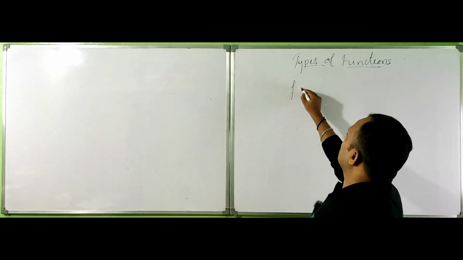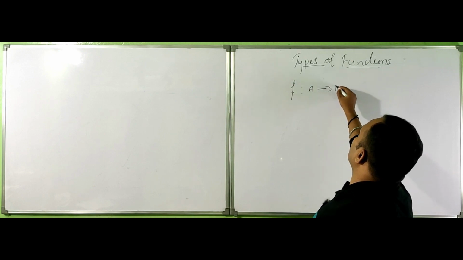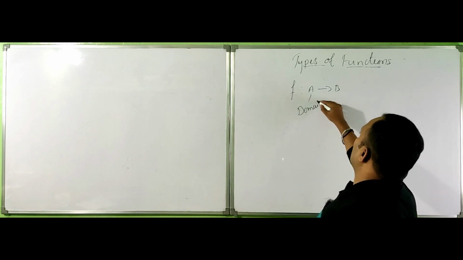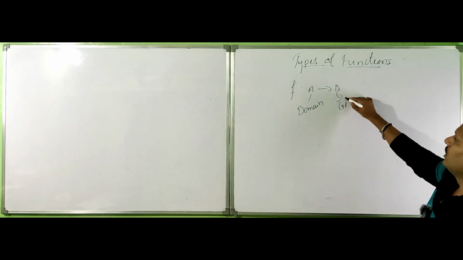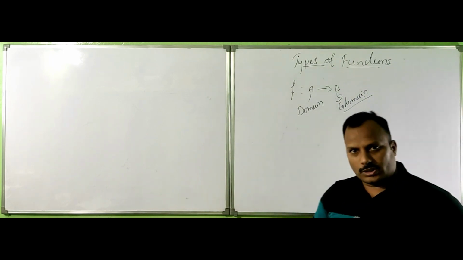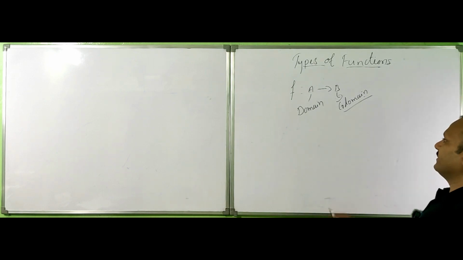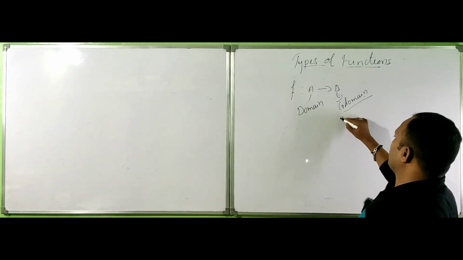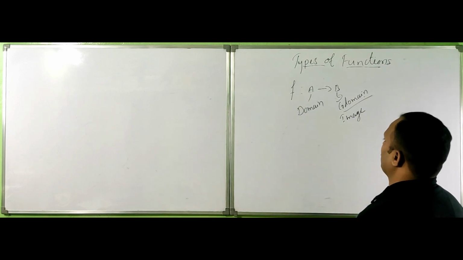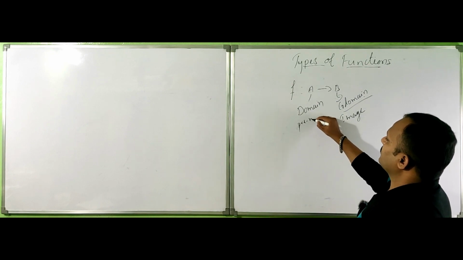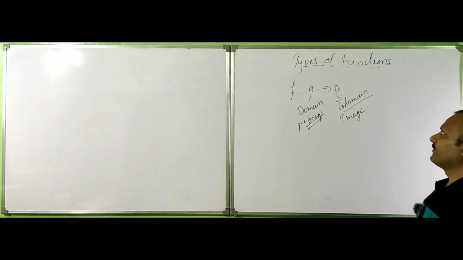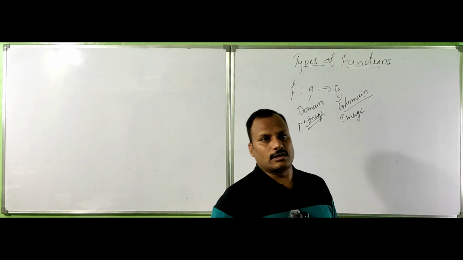So f is a function defined from A to B. A is called the domain and B is called the codomain. A proper subset of the codomain is also called the range. This is the image, and the pre-image, right? So types of function, we already discussed last year also.